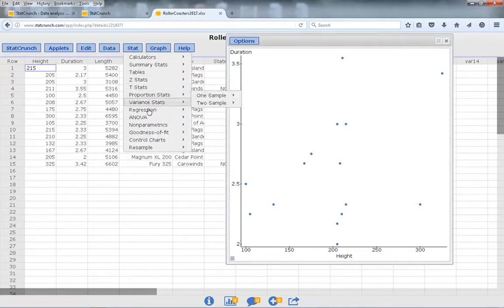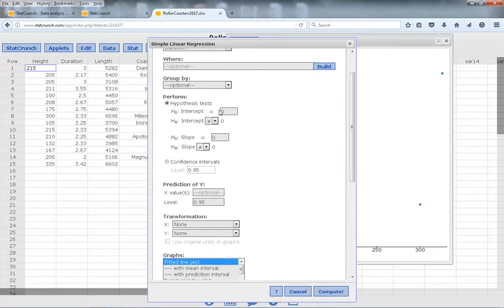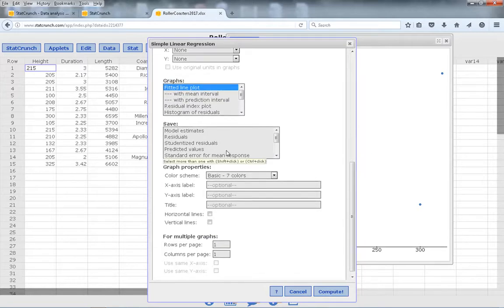So under Stat, I could go down to Regression, and I'm doing what's called simple linear. So I've got one predictor variable, and that would be the height, and the response variable is duration. And then it automatically defaults to checking the intercept, but we don't do that test, just checking if the slope is 0 or not. And then you can also come down and look at other things. We're going to go ahead and do the fitted line plot, make sure that it's checked. You can also do some other stuff, and then we'll put a title. So we'll say duration based on height for roller coasters.